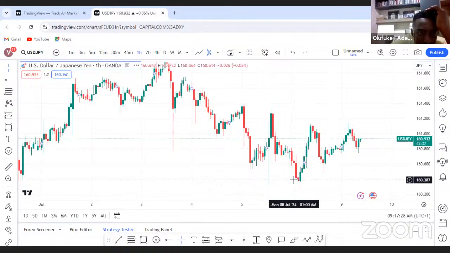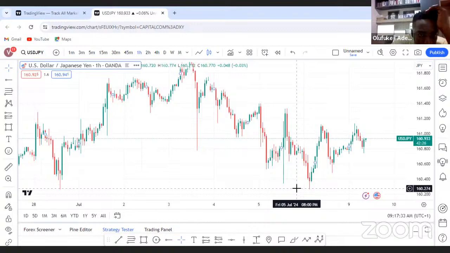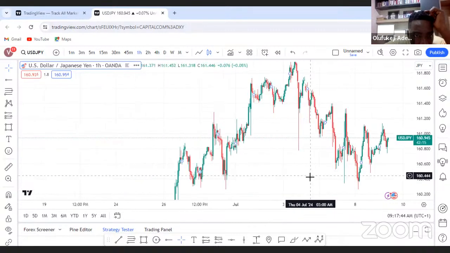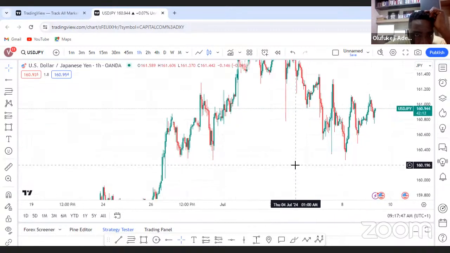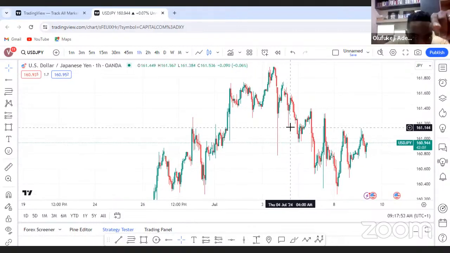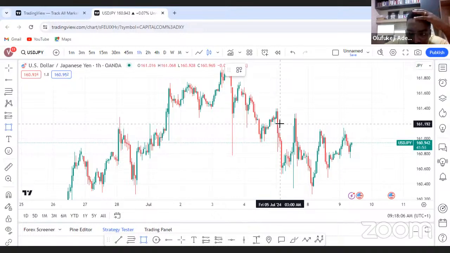Where's my shoulder? See my shoulder there. That was formed last week. That's the shoulder. That's the sweep. Shoulder around 161.19. Exactly. That's the shoulder there. Yeah. Formed yesterday. That's the shoulder there. You can zoom in. I don't think the people can really see it.